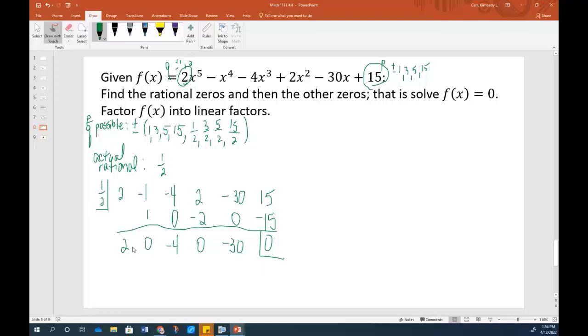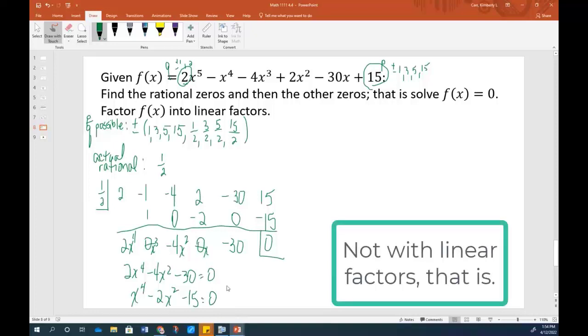So I have 2x to the 4th, 0x cubed, negative 4x squared, 0x, minus 30. So those terms are going to go away, and I've actually got 2x to the 4th minus 4x squared minus 30. And I need to set that equal to 0 so I can solve it. However, since they're all even, I could divide them all by 2 first, and then I've got smaller numbers to work with. So I've got x to the 4th minus 2x squared minus 15 equals 0.